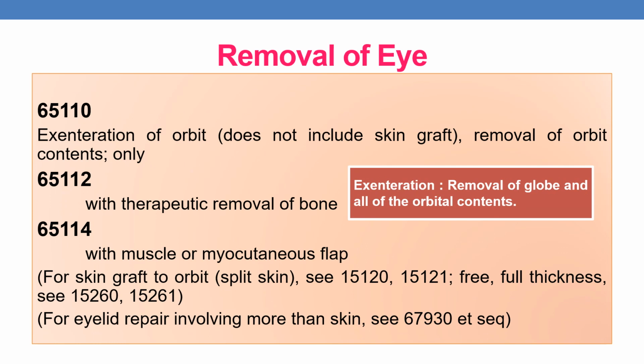Now coming to the next CPT, that is 65110. It deals with exenteration of orbit and does not include the skin graft. Removal of orbit contents only. Exenteration is removal of globe and all of the orbital contents. The next is 65112, exenteration of orbit with therapeutic removal of bone. The next is 65114, exenteration of orbit with muscle or myocutaneous flap.